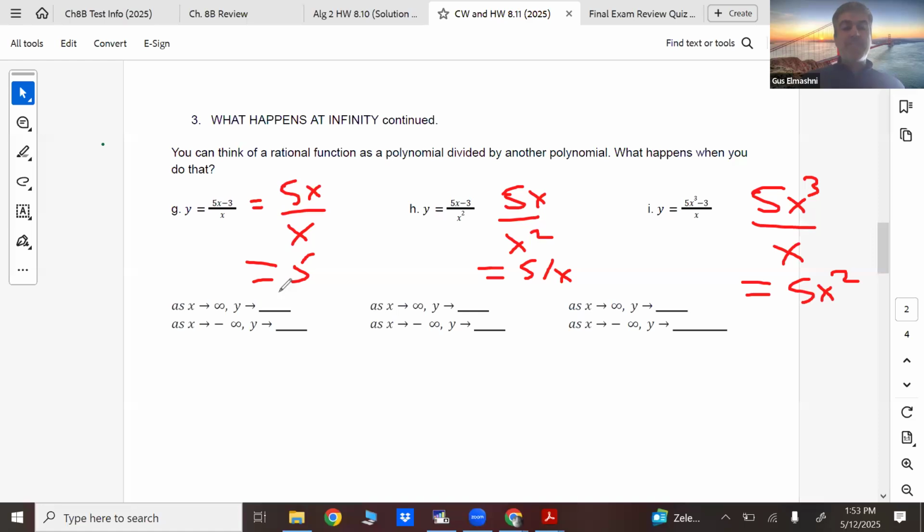Anyhow, as x gets larger, y goes towards 5 in each of those cases for G. For H, now this is a tricky one. When x gets larger, you're doing 5 over a large number. What happens when the top is 5 and the bottom is large? What do you think that's going to get closer to? 0. Good, 0. That'd be 0, because when the bottom is higher than the top, the bottom's increasing more quickly than the top ever would. And lastly, that's just going to be infinity.